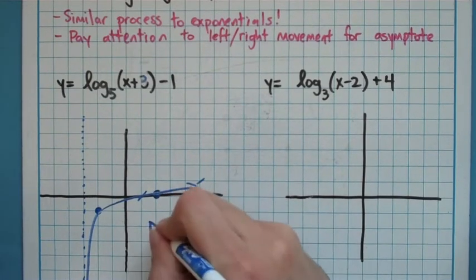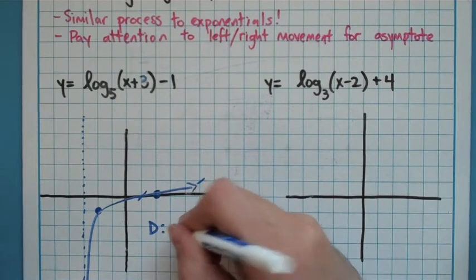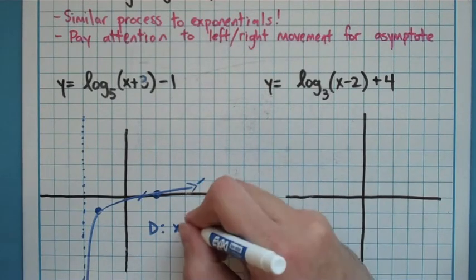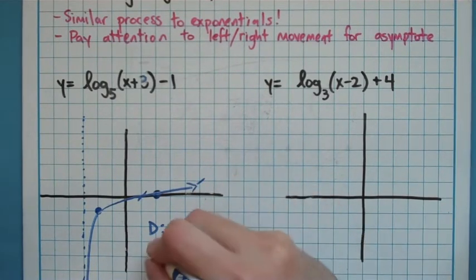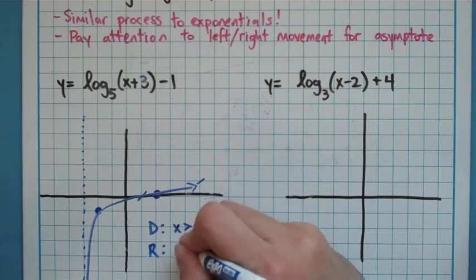My domain here is no longer x greater than 0. Now it's x is greater than negative 3. And my range is still going to be all real numbers.